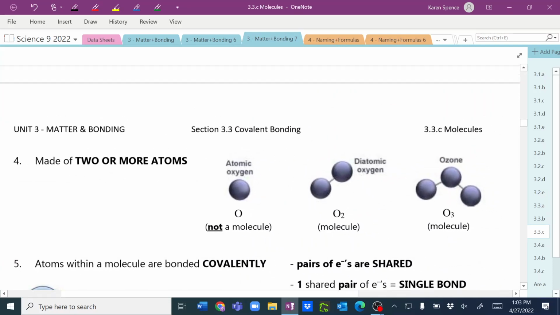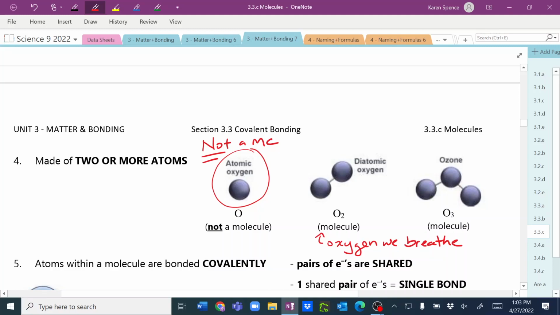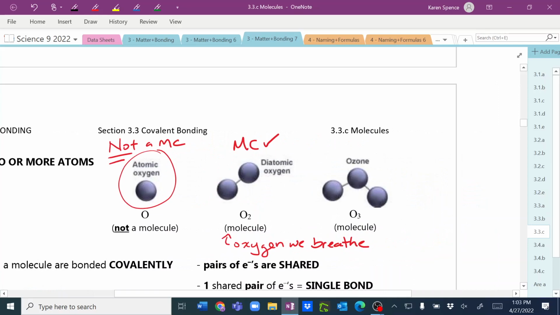Molecules are always 2 or more atoms. So if we have this one right here, this is not a molecule, right? Because it's only got 1 atom. So that is a molecule of oxygen. This kind of oxygen, O2, is the oxygen we breathe. Okay, this is a molecule. And then there's another kind of oxygen which has 3 O's, and that is called ozone.